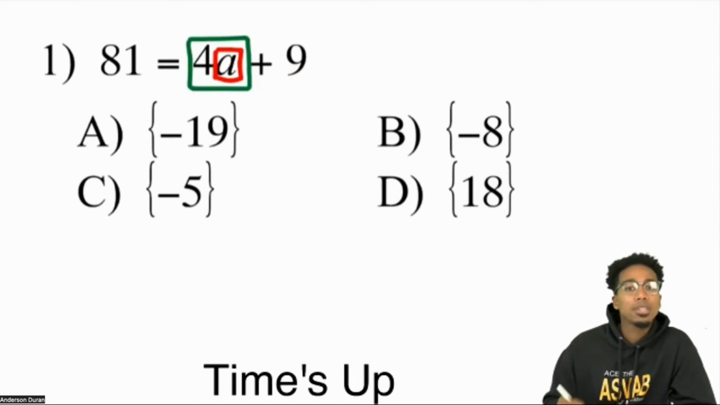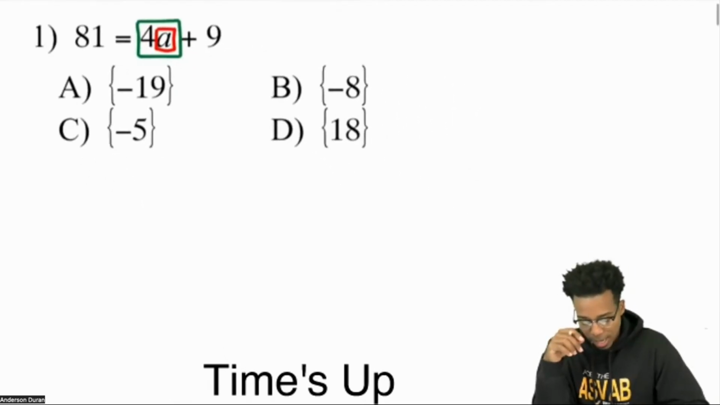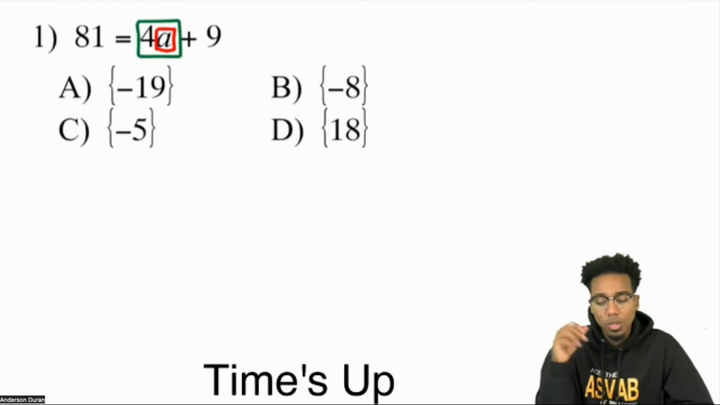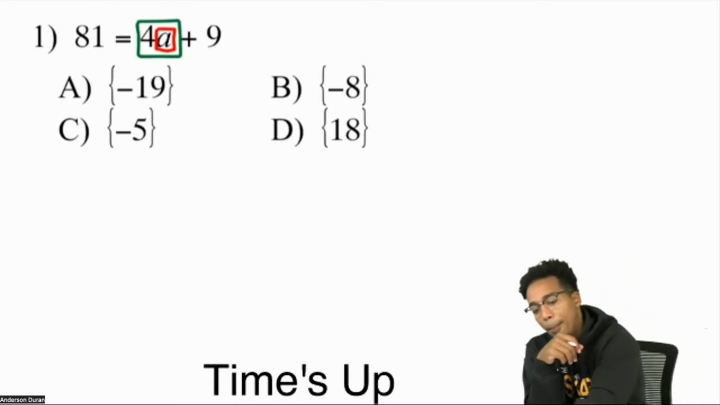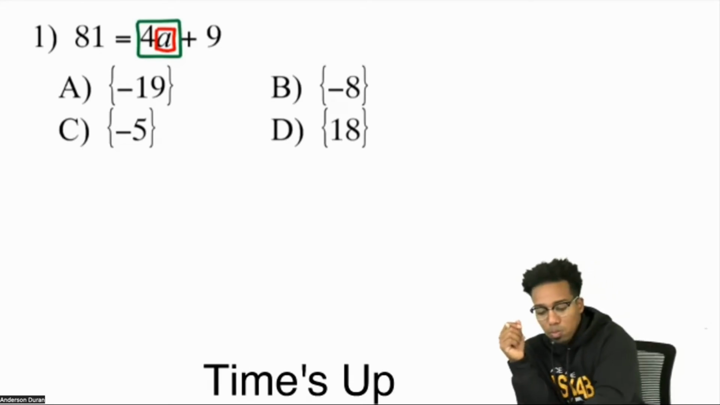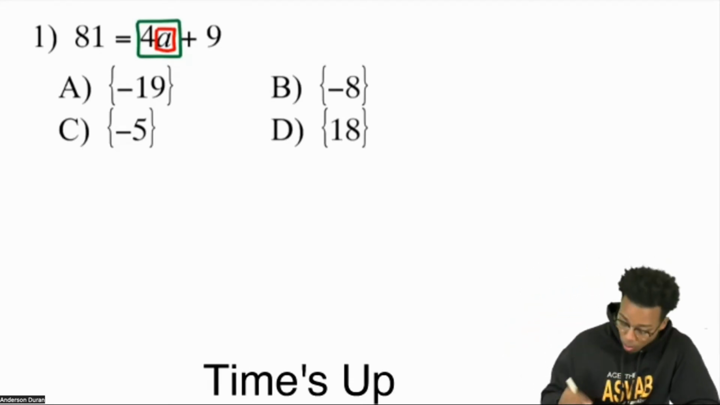Everybody, what's the opposite of adding 9? This is a question especially for those that were confused in the last problem. What is the opposite step of adding 9? It's going to be subtracting 9. And where are we subtracting 9, everybody? Both sides. We're subtracting it from both sides.